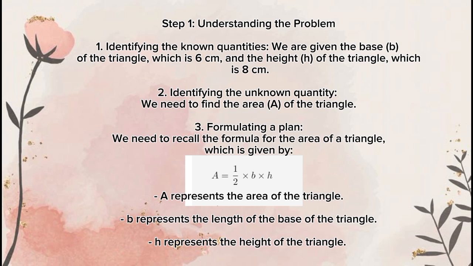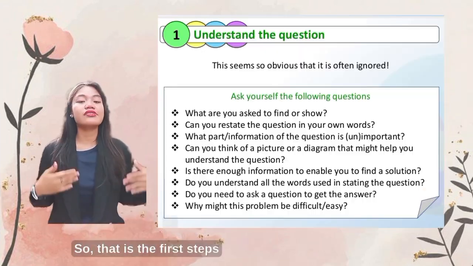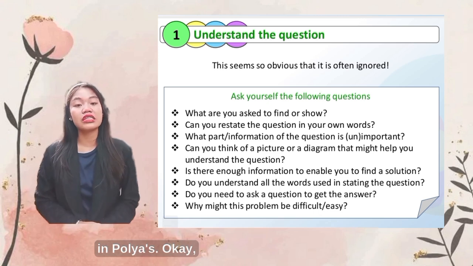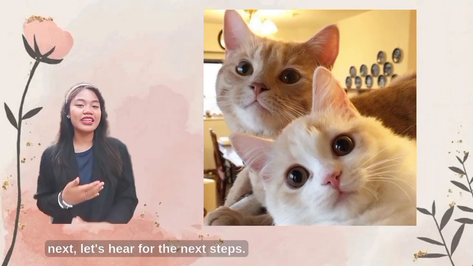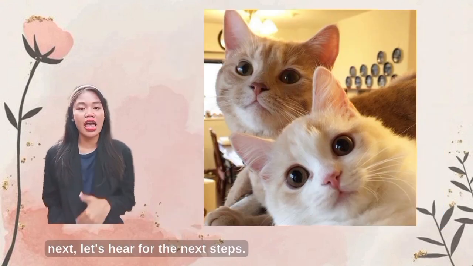Next, we need to formulate a plan. We need to recall the formula for the area of a triangle, where A represents the area of the triangle, B represents the length of the base, and H represents the height of the triangle. That is the first step in Polya's method. Okay, next, let's hear the next steps.